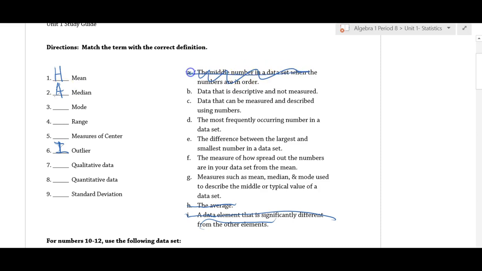What do we got for the mode? Yep, D. So it's the most frequently occurring number in a data set. So again, we talked about how data either has a mode or no mode, right? So there can't be more than one. So here, our mode is the most frequently occurring number.